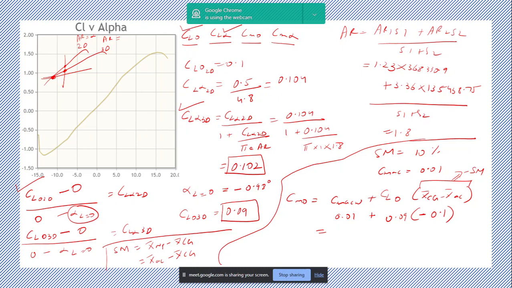What is Cm naught? Okay, correct. And then Cm alpha. What is the formula? Yes. So what is this coming to? C alpha of the wing is 0.102.